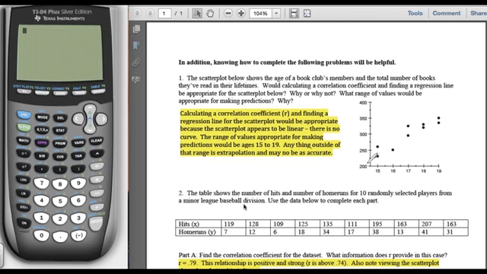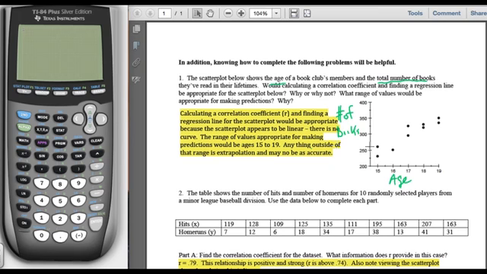Why or why not? Across the bottom here, this would be the ages, and across this vertical axis, this would be the number of books. Based off of my two variables, age and total number of books, 15, 16, 17, 18, and 19 make sense as ages. 200, 250, 300, 350, those don't make sense as ages. So age is my explanatory variable. Number of books is my response variable. I would use the age to predict the number of books.